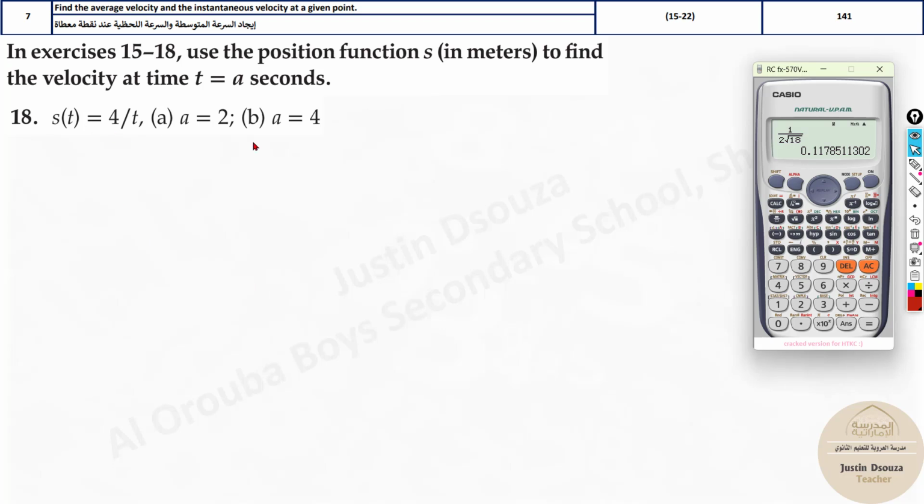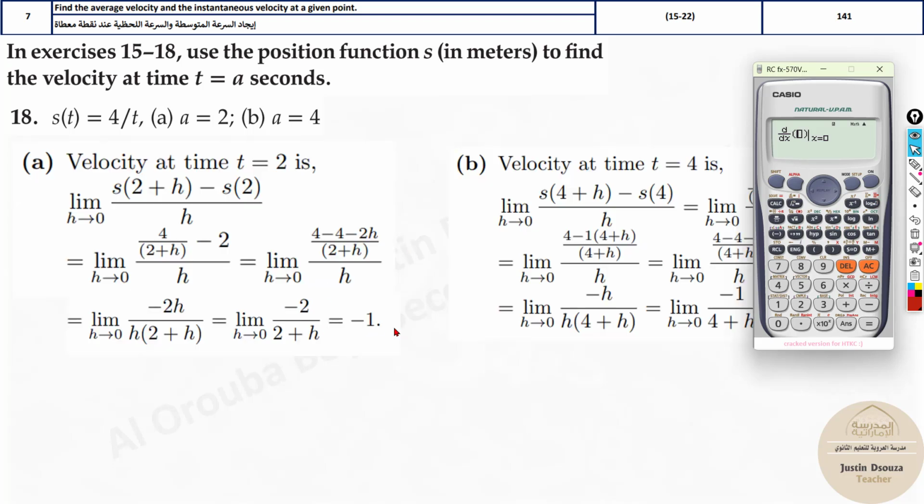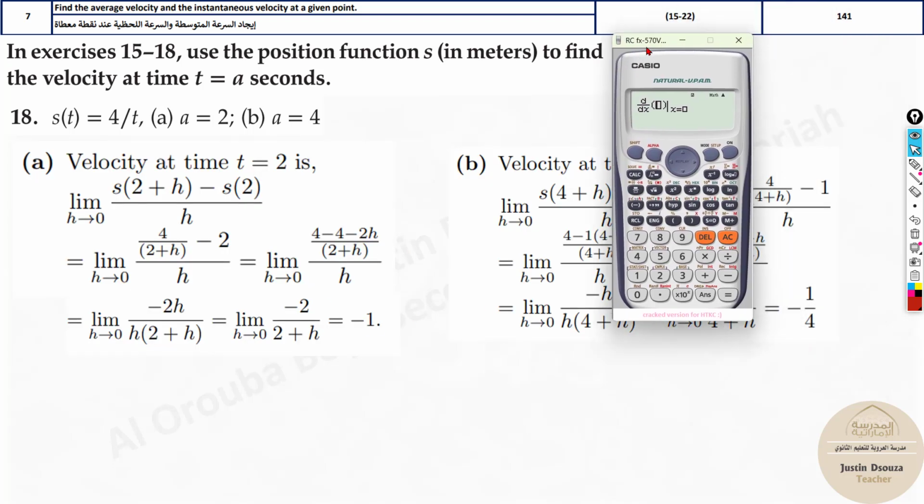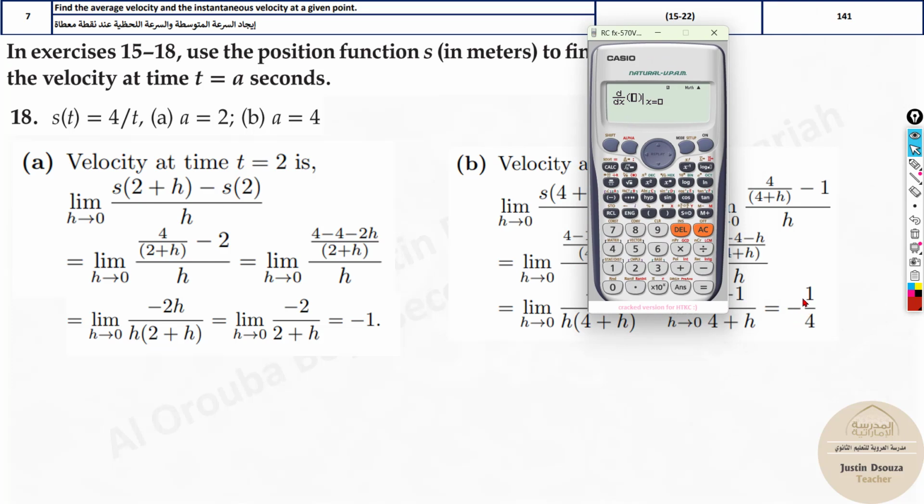Similarly, you can do this one. It's very simple, just in the calculator by using shift and dy by dx, and then you will get the answer, and you can check it out over here. Now again, over here the answer will be, in terms of decimal, negative 0.25. That is 1/4. That's a quarter.